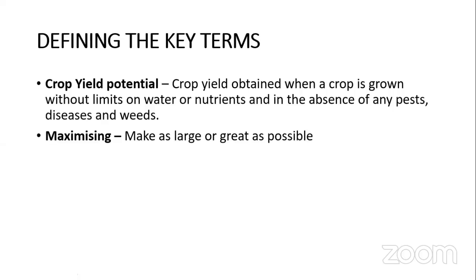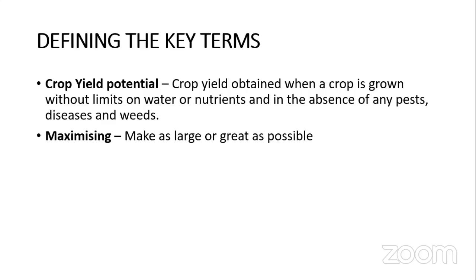The first one is crop yield potential. Crop yield potential is obtained when a crop is grown without any limits on water, nutrients, and also in the absence of pests, diseases, and weeds. So basically, we are talking about an ideal environment where everything is equal. They use the term ceteris paribus, everything else being constant. This is the potential that is inherent in the genetic potential of the seed, which is bred by our different breeders.